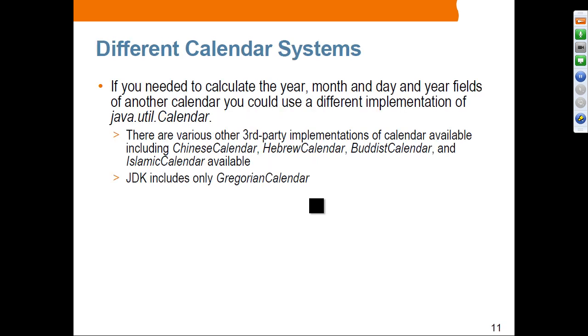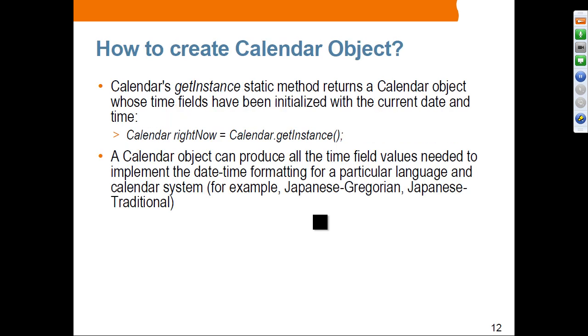Now, the JDK comes with this GregorianCalendar class. However, there could be other classes that extend this Calendar abstract class. So there could be other third-party implementations of calendar classes, such as Chinese calendar, Hebrew calendar, Buddhist calendar, Islamic calendar, and things like that. And as I said before, the JDK comes with only a single calendar, the GregorianCalendar class.